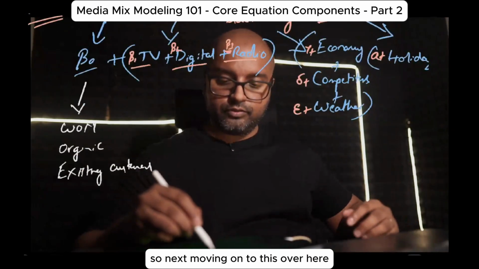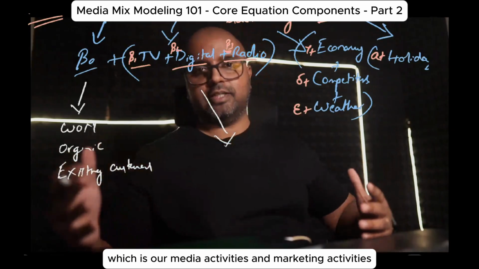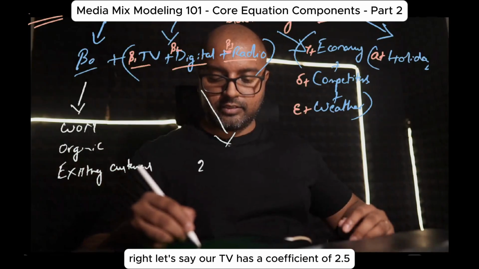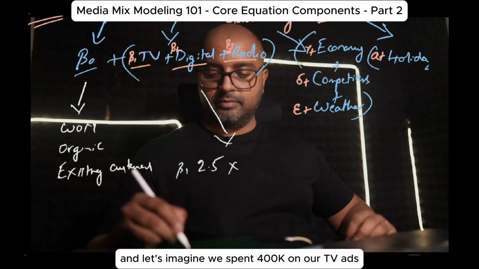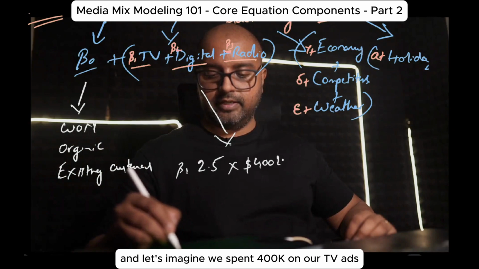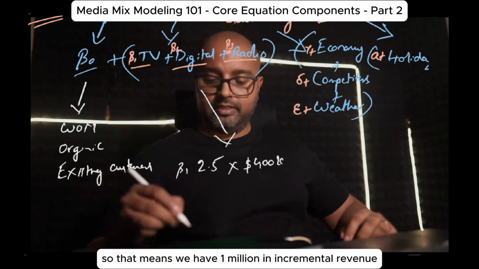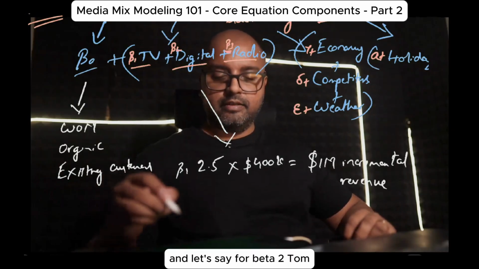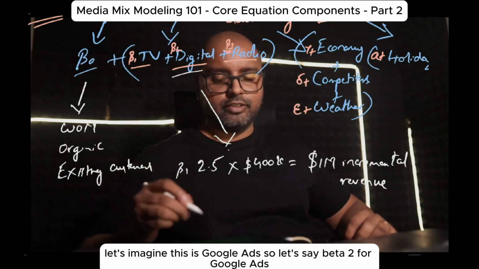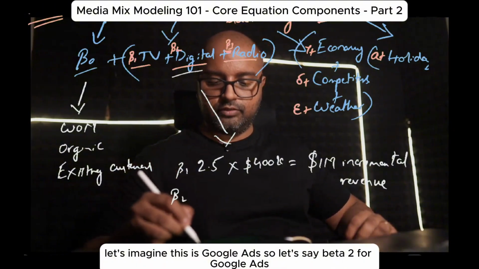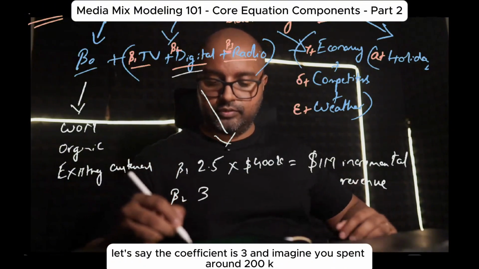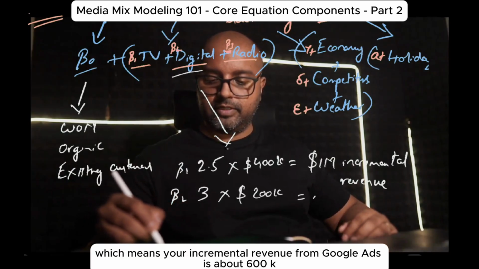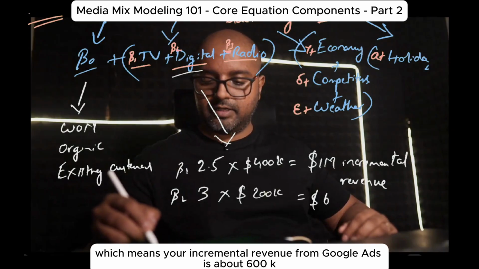So next, moving on to this over here, which is our media activities and marketing activities. Let's assign some coefficients, right? Let's say our TV has a coefficient of 2.5, and let's imagine we spent 400K on our TV ads. So that means we have 1 million in incremental revenue. And let's say for the beta 2 term, let's imagine this is Google Ads. So let's say beta 2 for Google Ads, the coefficient is 3. And imagine you spent around 200K, which means your incremental revenue from Google Ads is about 600K.